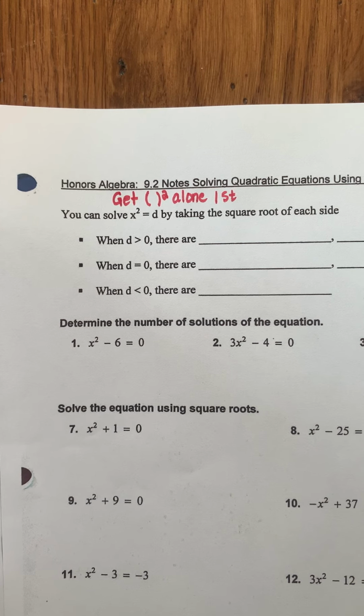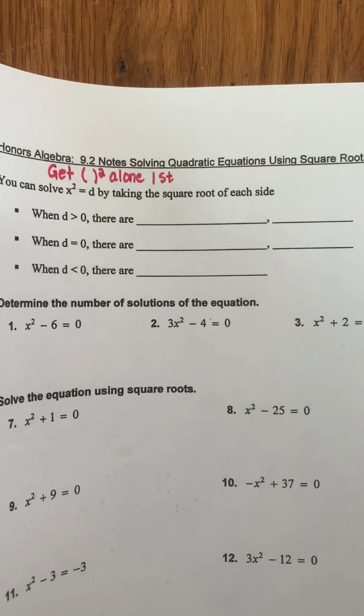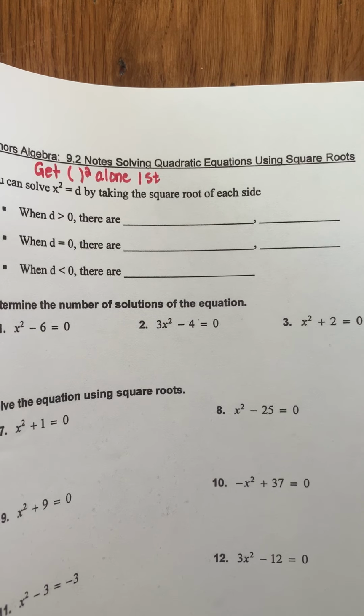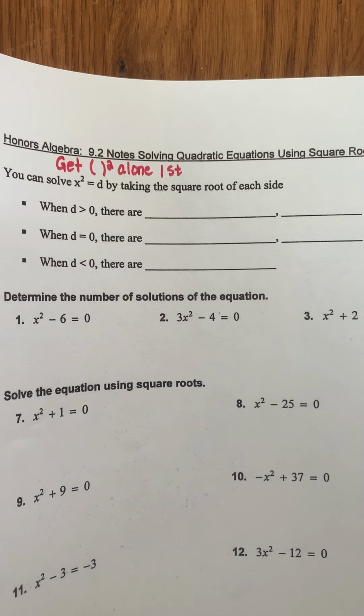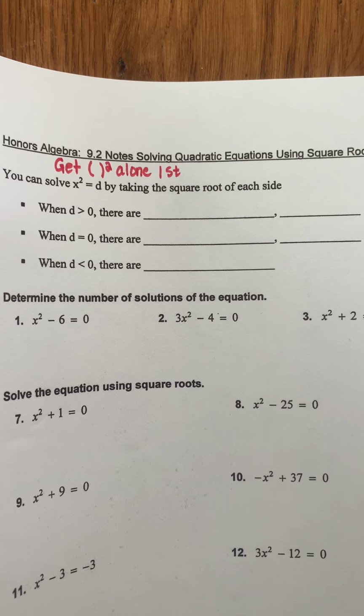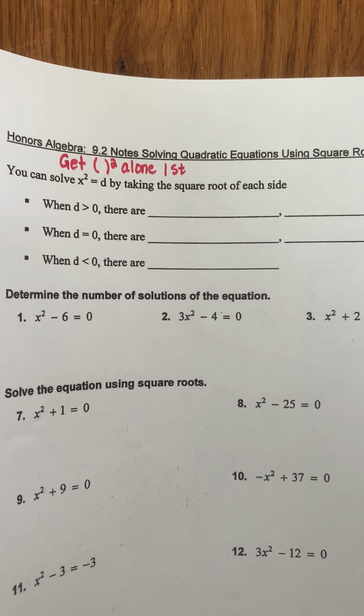9.2 notes: solving quadratic equations by taking square roots. The first thing you want to do is get your squared term alone. After you do that, you can take the square root of both sides. This is a lot easier and more to the point than graphing, but it does have a downfall if you have non-perfect square roots. Most of these will be perfect, so we will be good.